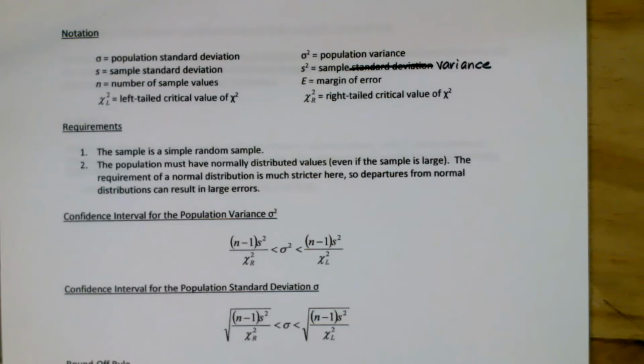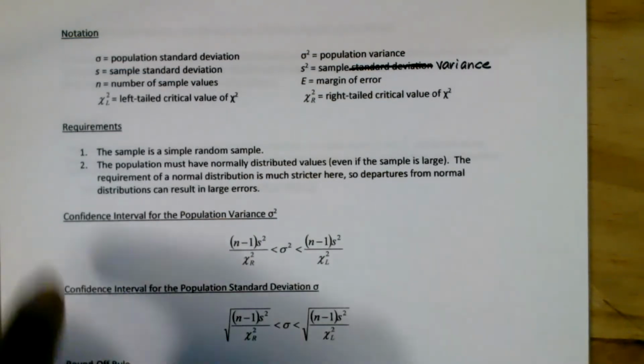And number two, the population must have normally distributed values, even if the sample is large. Okay. The requirement of a normal distribution is much stricter here. So that means departures from the normal distribution can result in large errors. So this is a strict requirement.